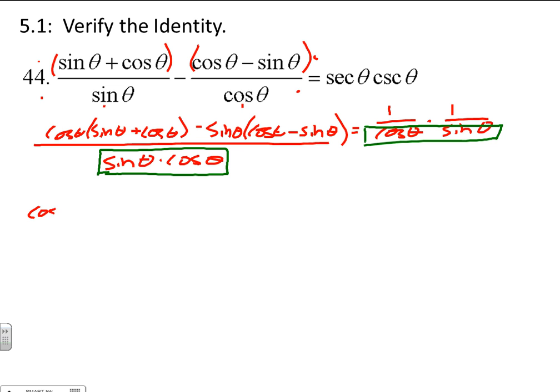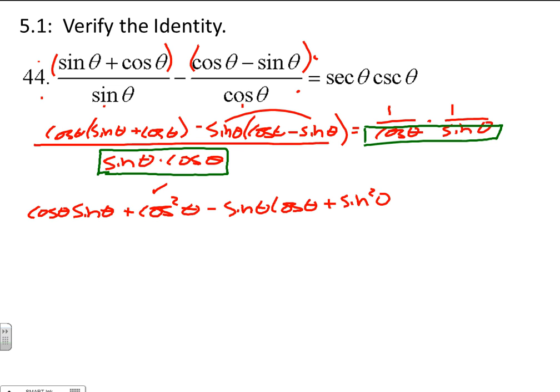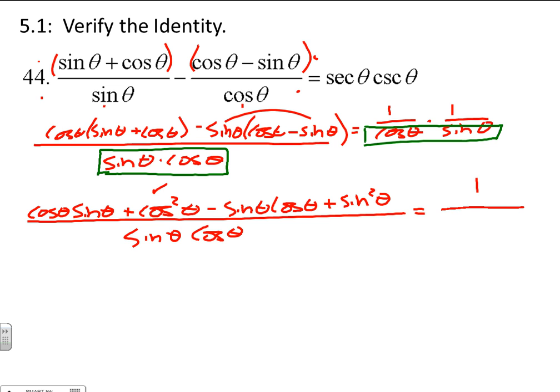I get cosine of theta sine of theta plus cosine squared of theta. That's a little bit promising. Minus sine of theta cosine of theta plus sine squared of theta, that's what I was looking for. All on sine of theta cosine of theta equals 1 on cosine of theta sine of theta. So can I get 1 out of this?